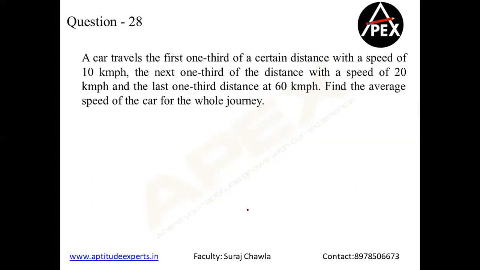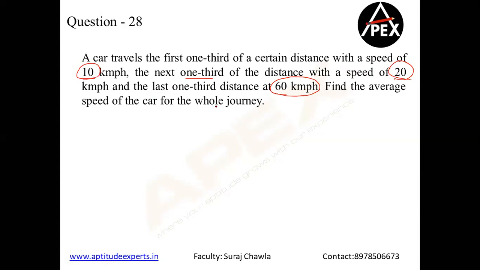Yep. Now, when he has three equal distances, guys, the best thing you can do is assume the total distance to be a multiple of the speeds given to you, 10, 20, and 60. So we know first one third, the next one third, and the last one third. So in all the cases, he has covered one third, one third, and one third. Clear? So in all the cases, the distances covered are equal.